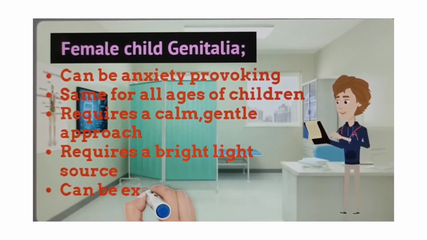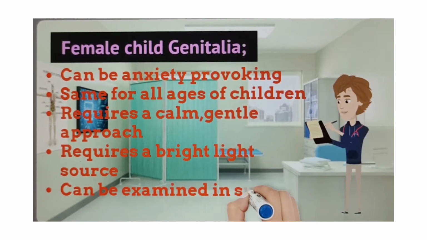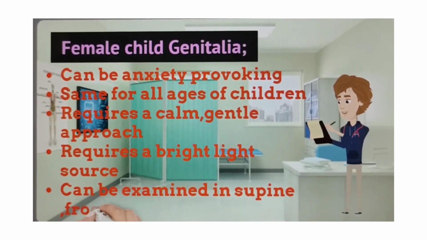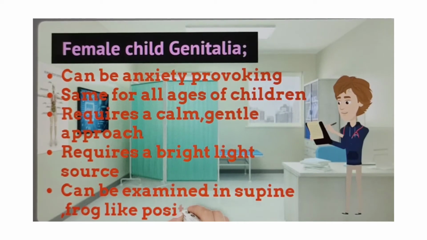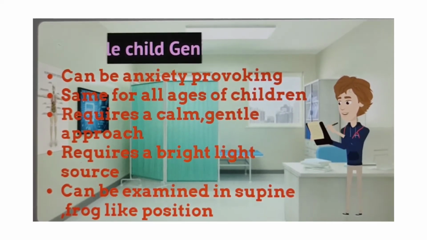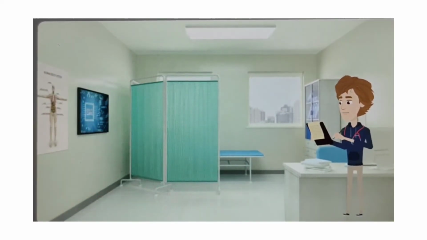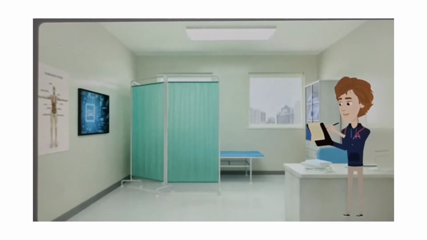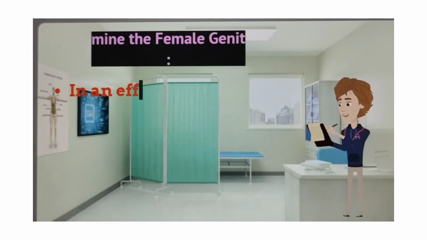A bright light source is essential. Most children can be examined in the supine frog-like position. If the child seems reluctant, it may be helpful to have the parent sit on the examination table with the child, or the examination may be performed while the child sits in the parent's lap.